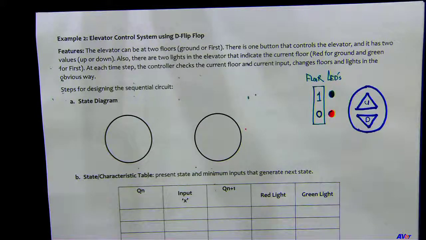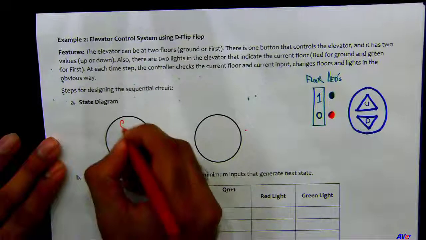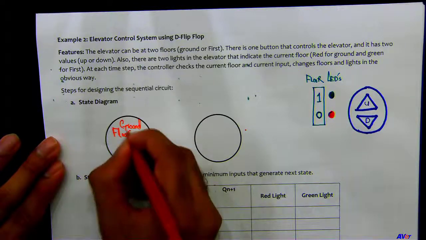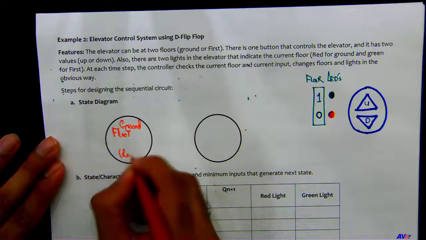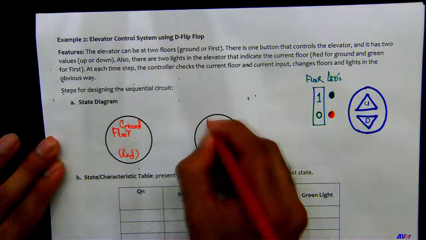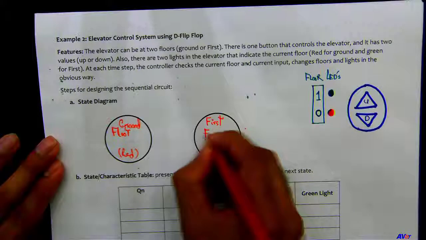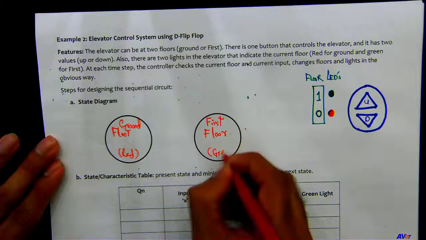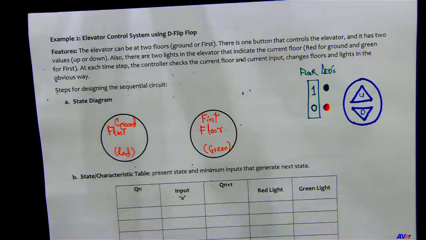Why do we have 2 states here? Yes, David. It can either be on the ground or the first floor. Correct. There are only 2 floors. If it were 15 floors, you'd have 15 states. So this is your ground floor. Remember, this is going to be red. Here's your first floor, and this is supposed to be green.